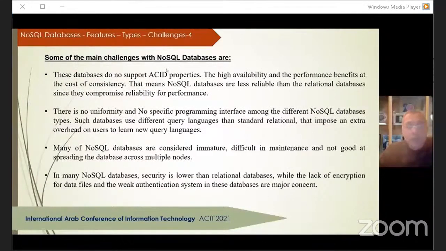Some of the main challenges with NoSQL could be stated as follows. These databases do not support ACID. They actually compromise reliability for performance. Also, there is no uniformity and no specific programming interface among the different NoSQL databases. Such databases use different query languages. Many NoSQL databases are considered immature, so they are difficult to maintain and not good at spreading the database across multiple nodes. In many NoSQL databases, security is lower than in relational databases, and this is an important issue, actually.